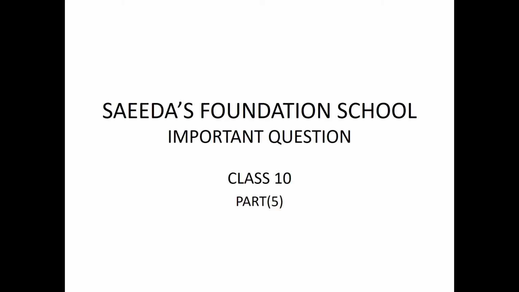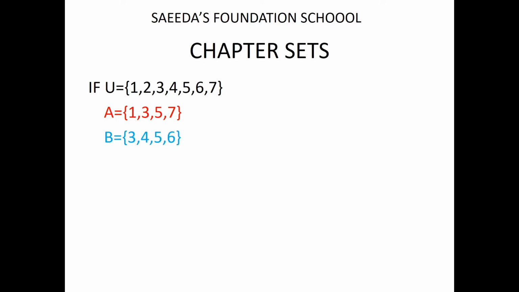Okay, students, so let's start with the last part of important questions for the chapter sets for class 10. The question is, if U is equal to 1 till 7, A is equal to 1, 3, 5, 7, B is equal to 3, 4, 5, 6, then prove that A complement union B complement is equal to A intersection B whole complement. Now, as we were doing it earlier, we are going to take the left hand side and the right hand side separately.